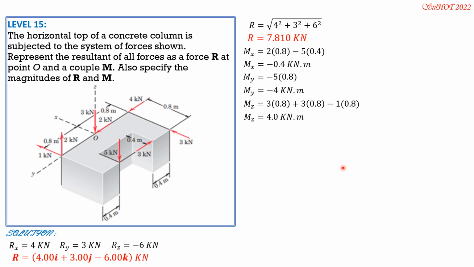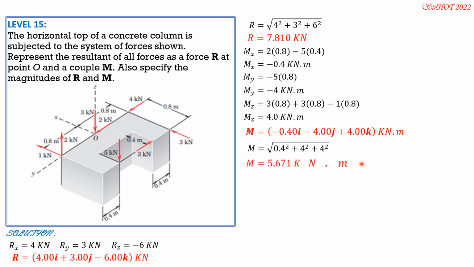In vector form, therefore, the couple is M equals negative 0.4i minus 4j plus 4k kilonewton meter. And the magnitude of M is square root of 0.4 square plus 4 square plus 4 square. So M magnitude is 5.671 kilonewton meter. So that's it for this problem.